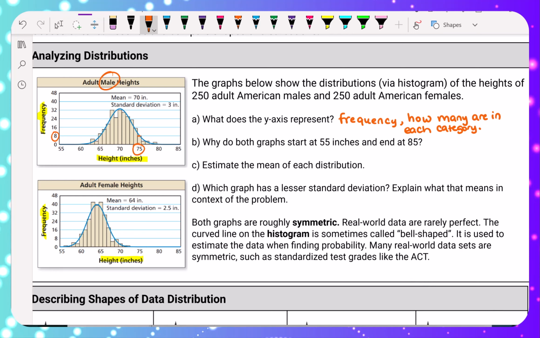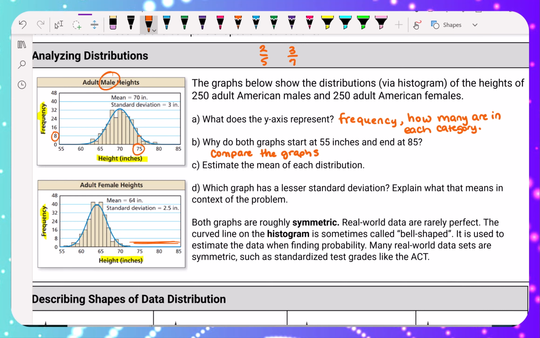Okay, question B. Why do both graphs start at 55 inches and end at 85? So if you look, this one looks kind of symmetric, but this one's got a lot of empty space here. This one's also symmetric, but it's a lot of empty space. And the reason why they're on the same scale is so that you can compare both graphs. If they're not on the same scale, you're not able to compare them. It's very much like trying to compare something like 2/5 and 3/7. It's difficult to do that because they don't have the same scale or the same division. So you would need a common denominator to figure out which one was bigger or smaller.